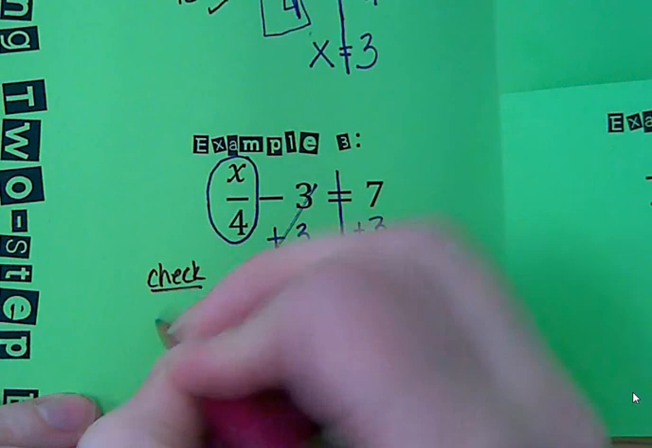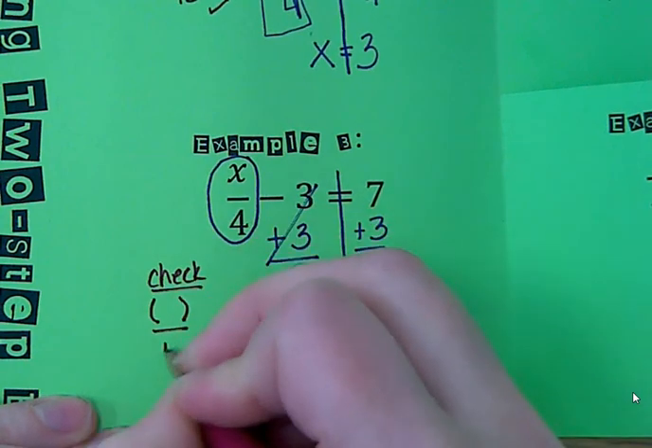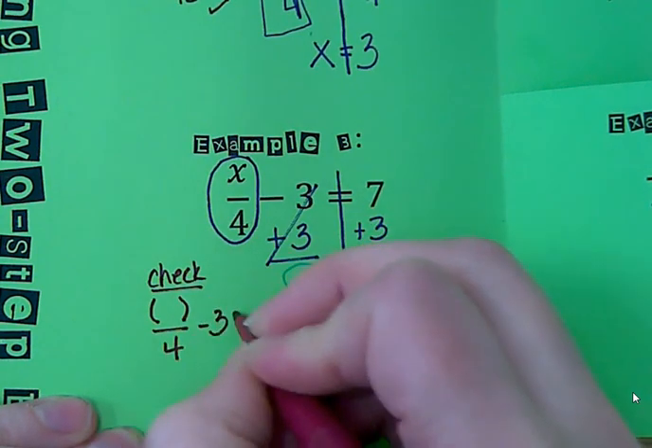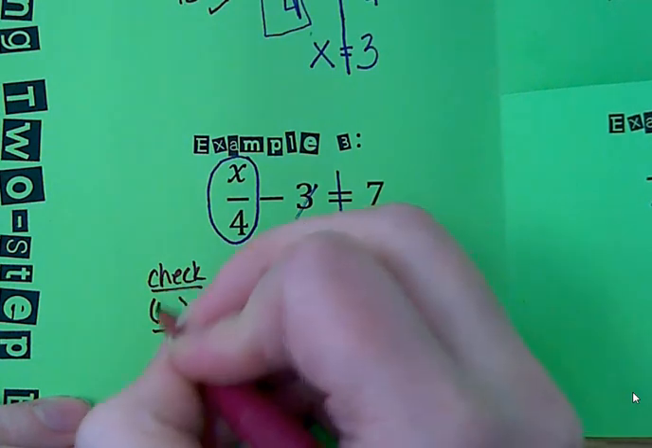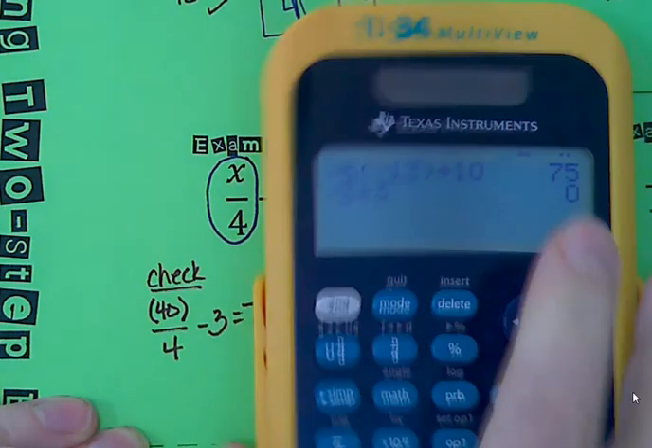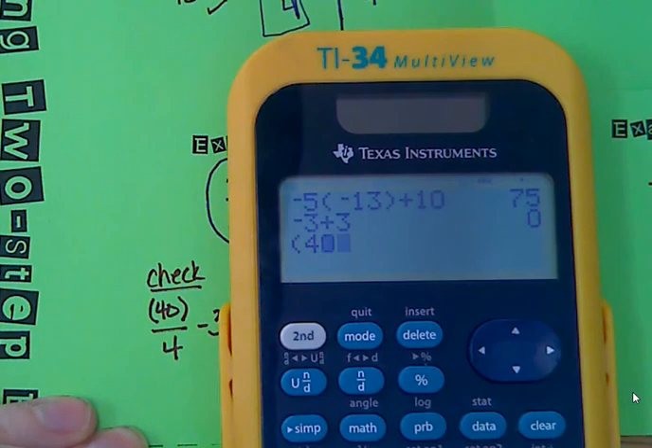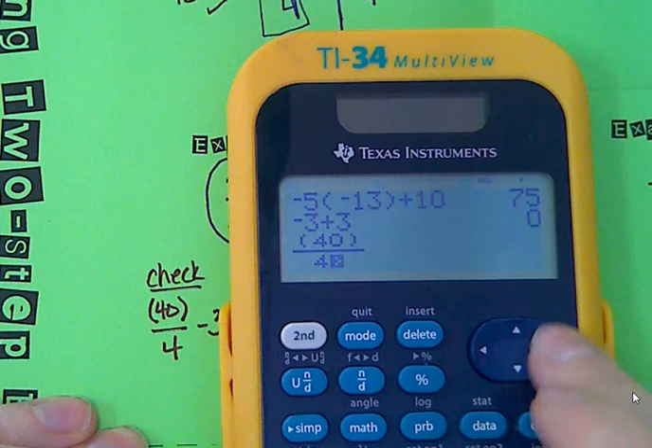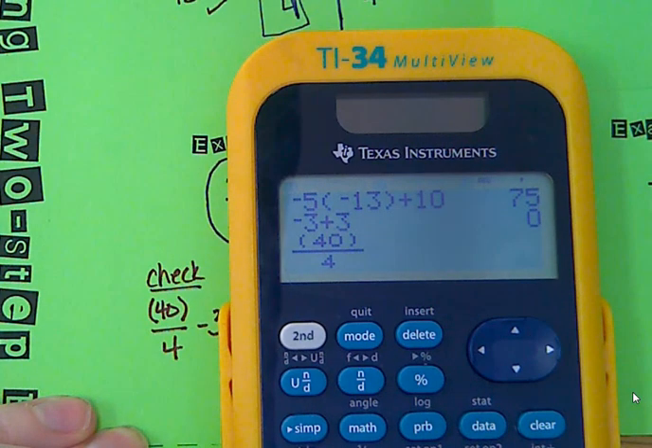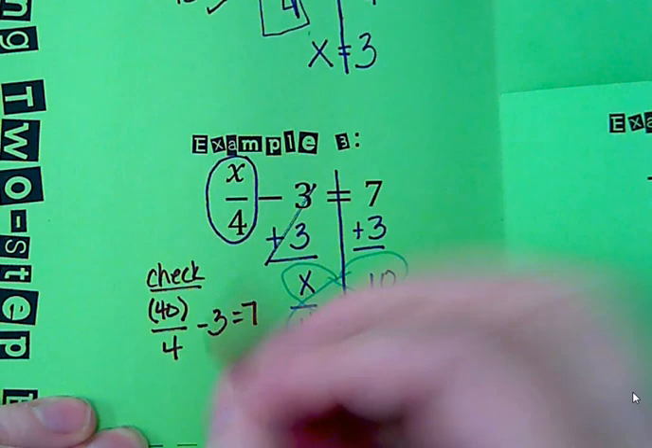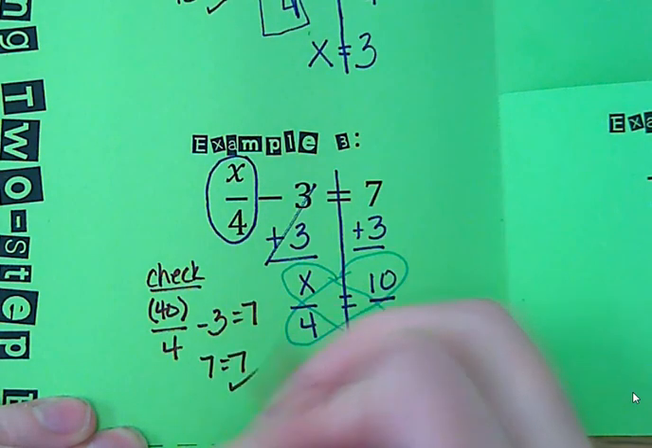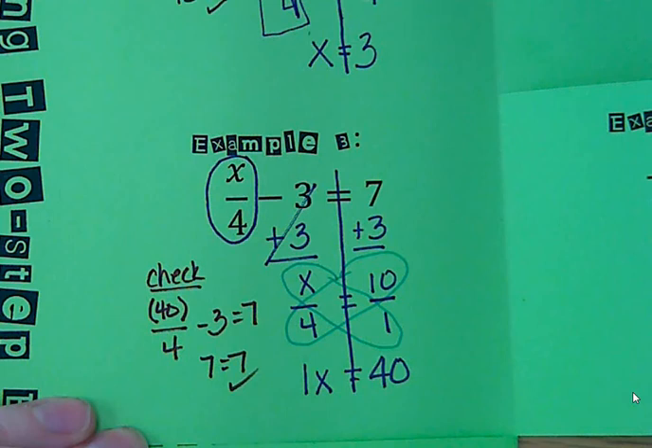I think whatever I got for x, if I divide it by 4 and subtract 3, should give me a 7. And I got a 40 for the x. So let's put that in the calculator. 40 divided by 4. Make sure you step off that fraction. Minus 3 gave me 7. Is that what I wanted? Yes. 7 equals 7, and I know I am correct. All right, let's try this one.